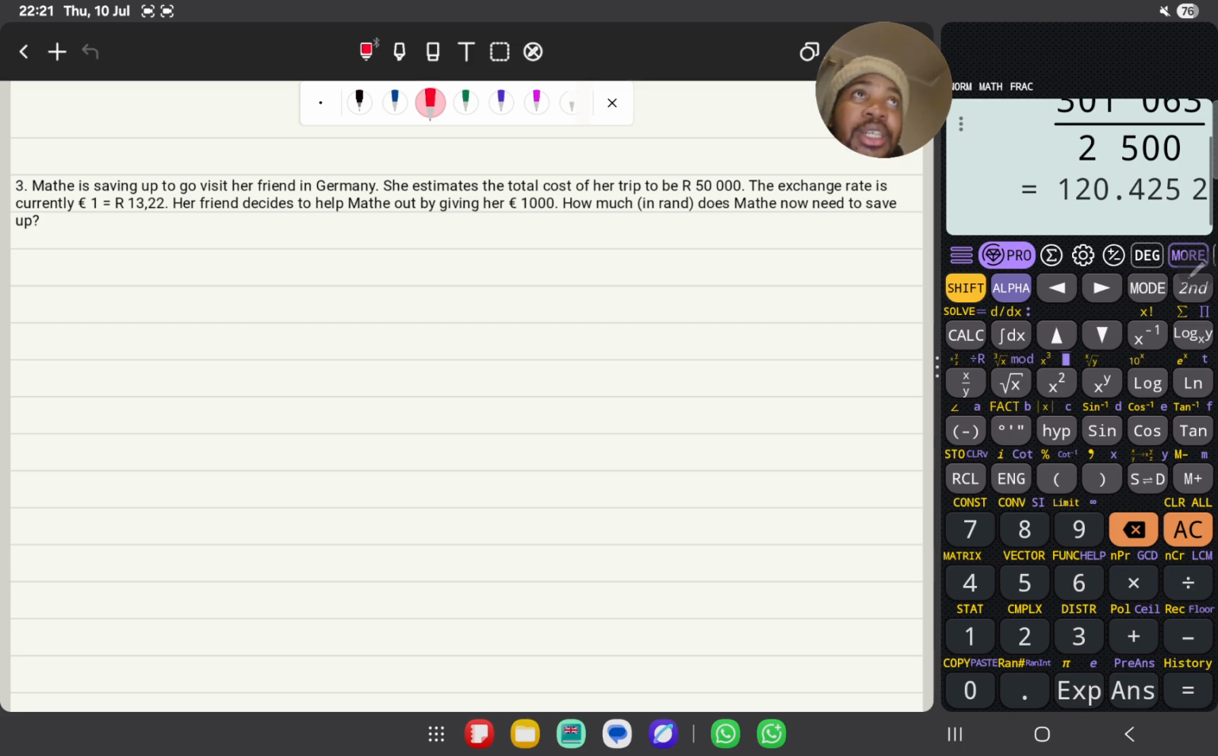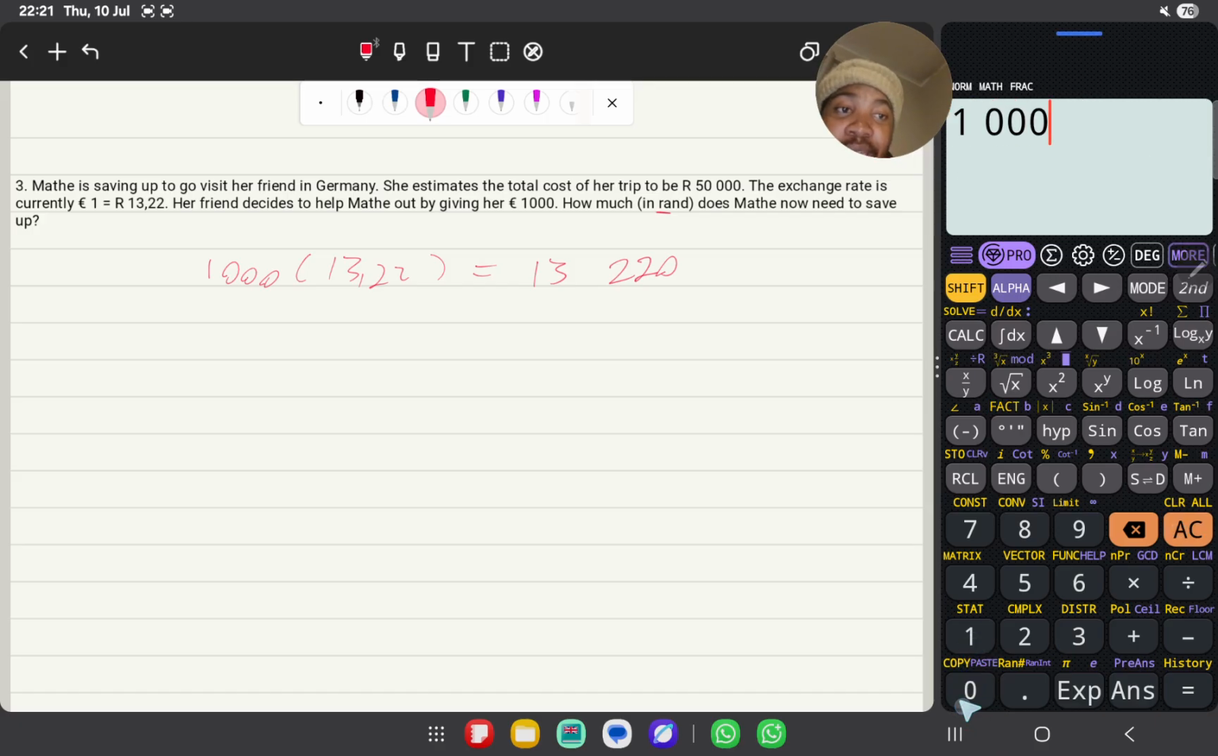So as for how much Mate now needs to save up, we know it's going to be 1,000, because we're talking now in rands. It's going to be 1,000 multiplied by 13.22, so that is 13,220. That's how much she would have to save.